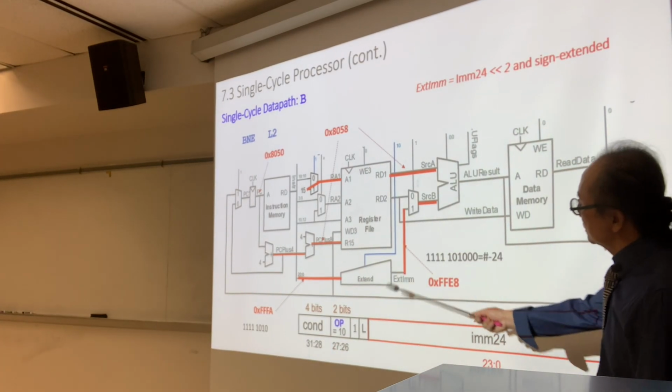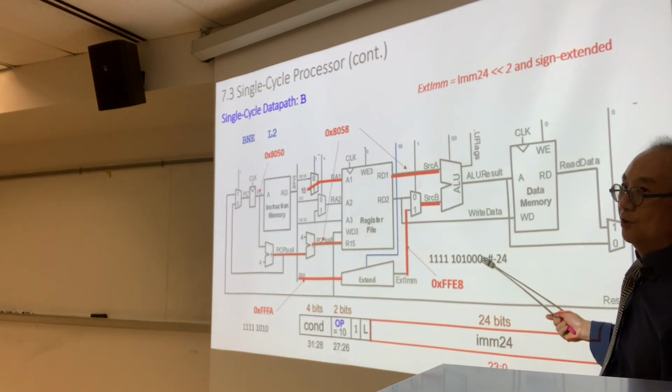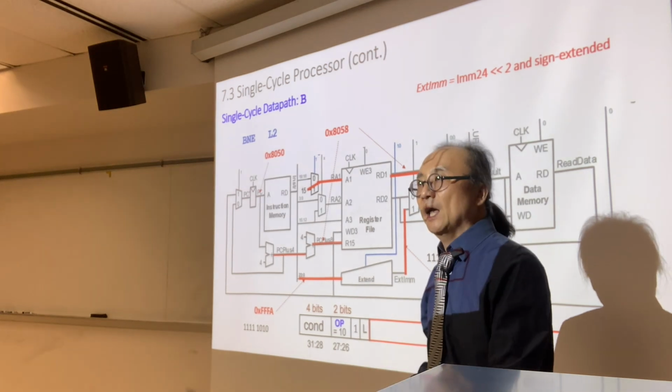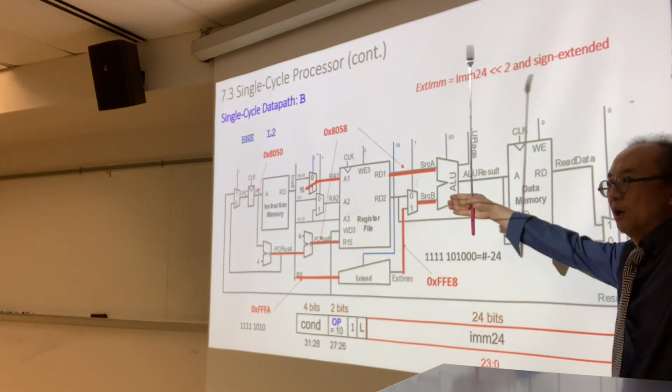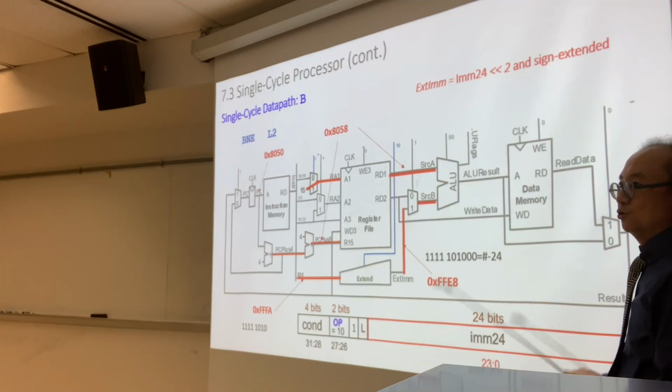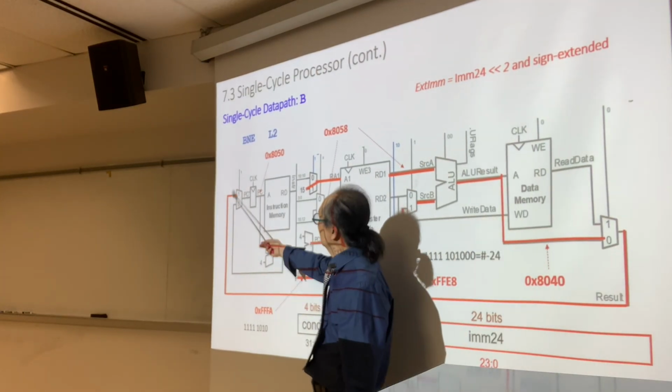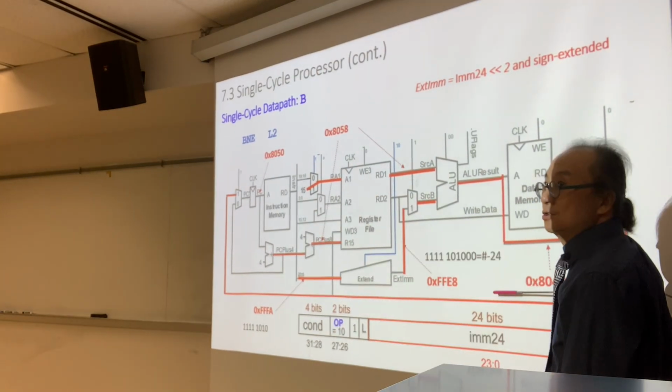So in the branch, we have to shift to the left by 2, meaning multiply by 4. Again, it's byte addressing. One word is 4 bytes, so we need to shift left by 2. So the next instruction we're going to execute is going to be 8040.